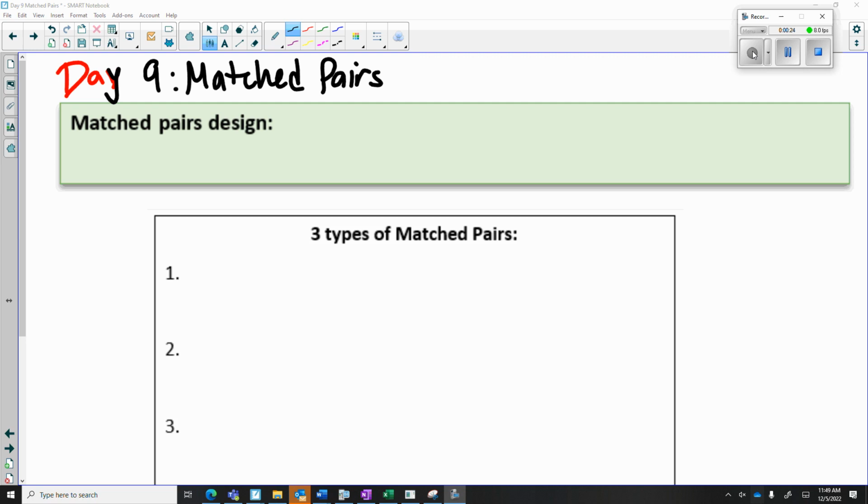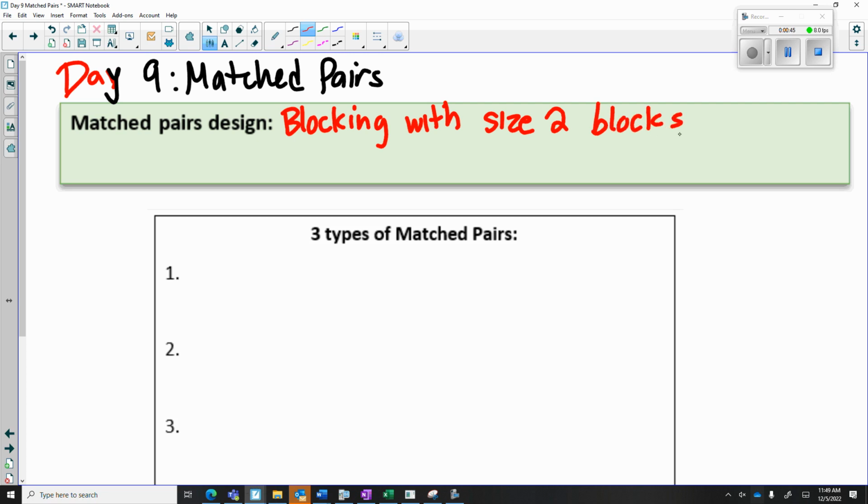So the matched pairs design we described today during class. It's a special type of blocking design where it's blocking with size 2 blocks. Okay, so specifically the blocks are size 2.